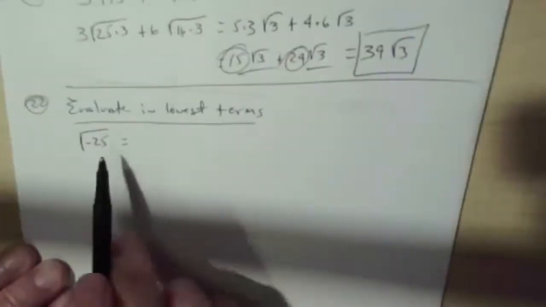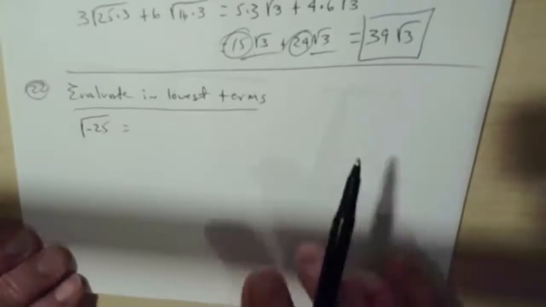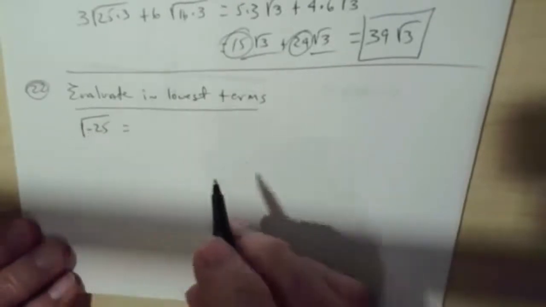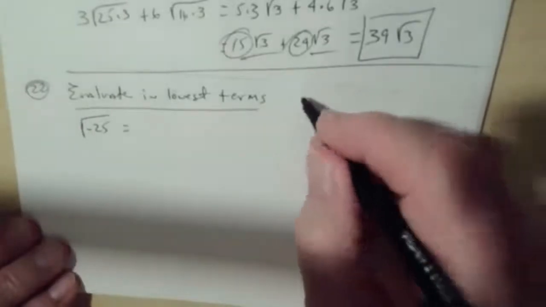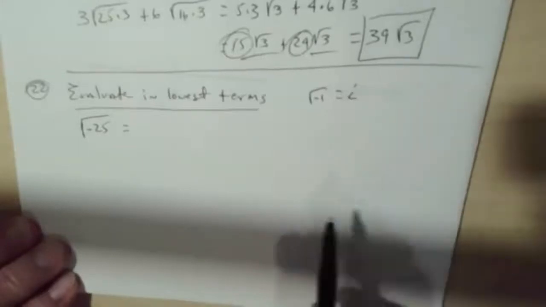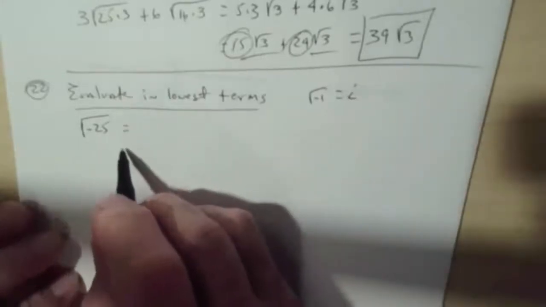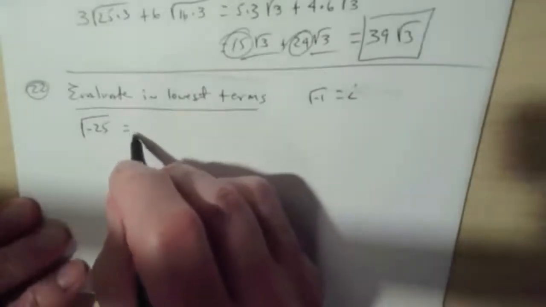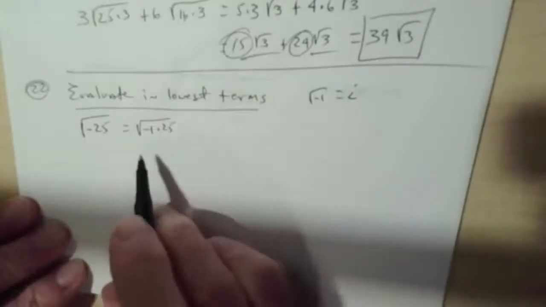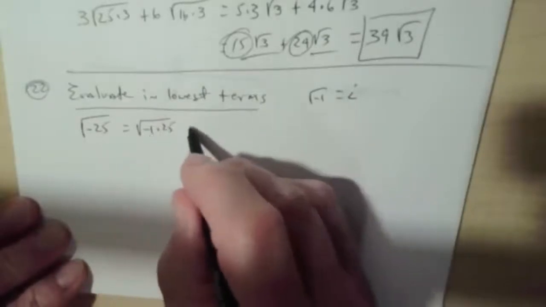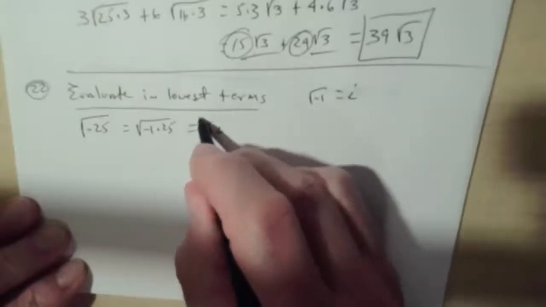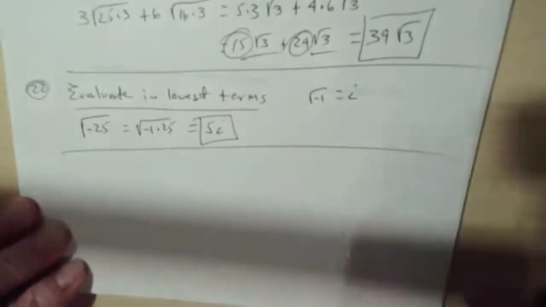Number 22 is evaluating in lowest terms. Now remember, when we have a negative on the inside of the radical, it just comes out as i. The square root of -1 is i. The square root of 25 is 5. And that's all there is to that.